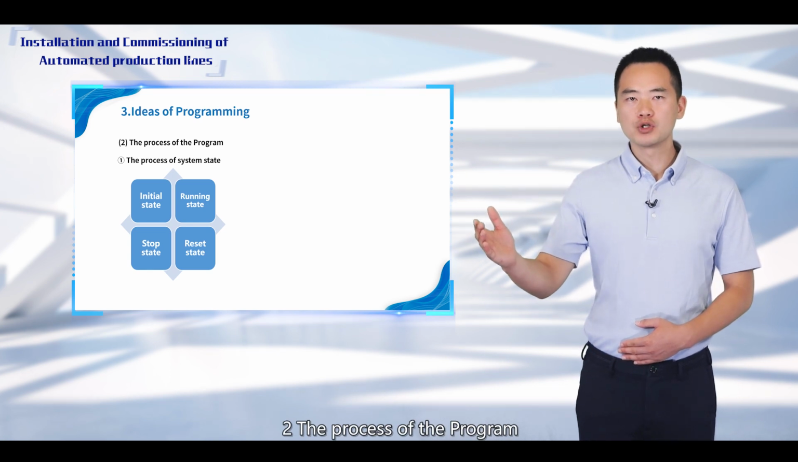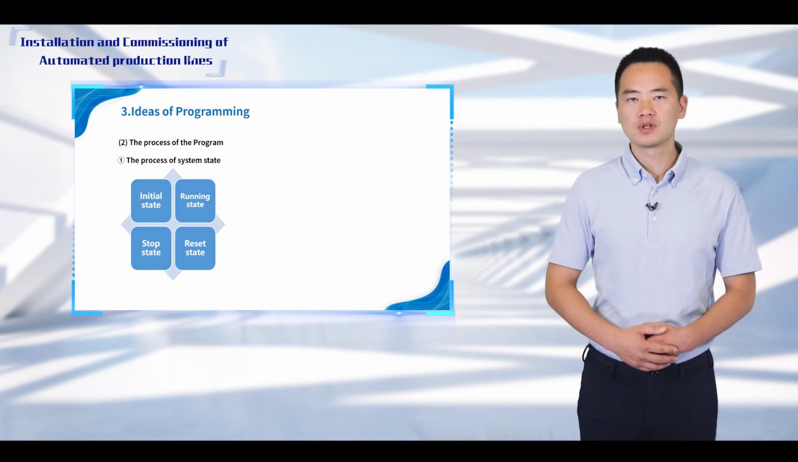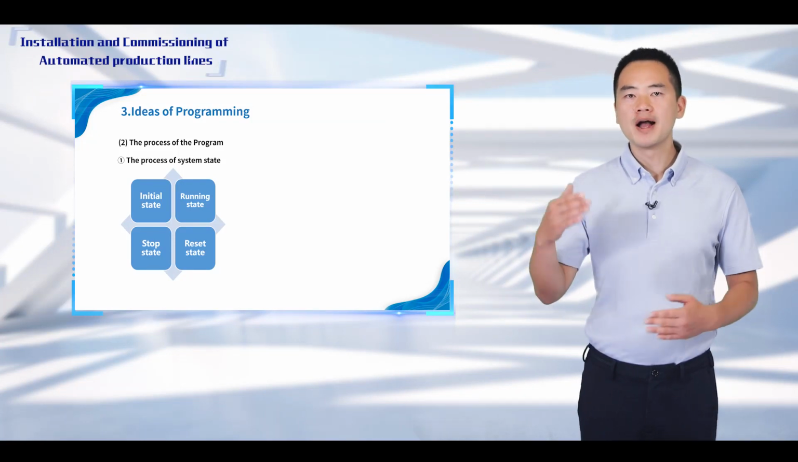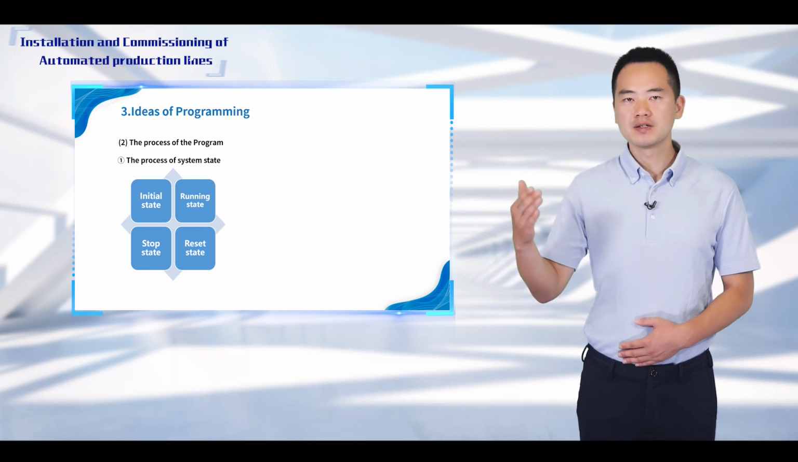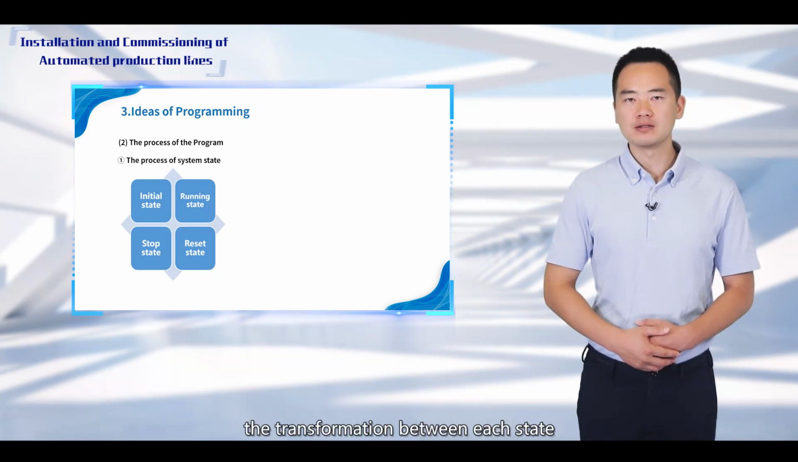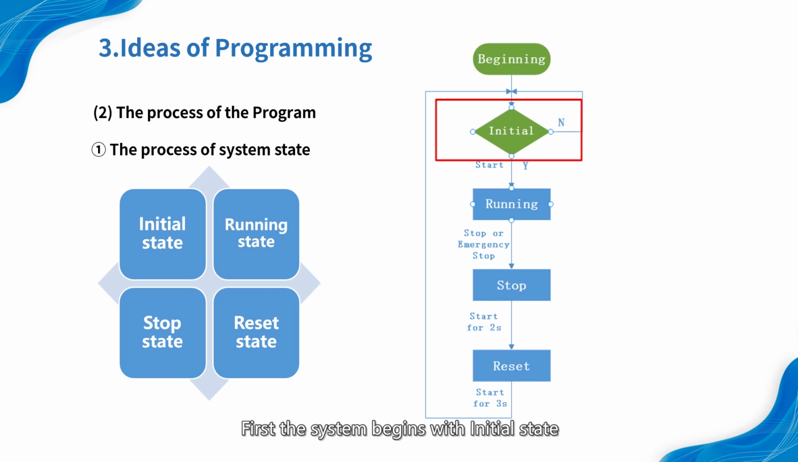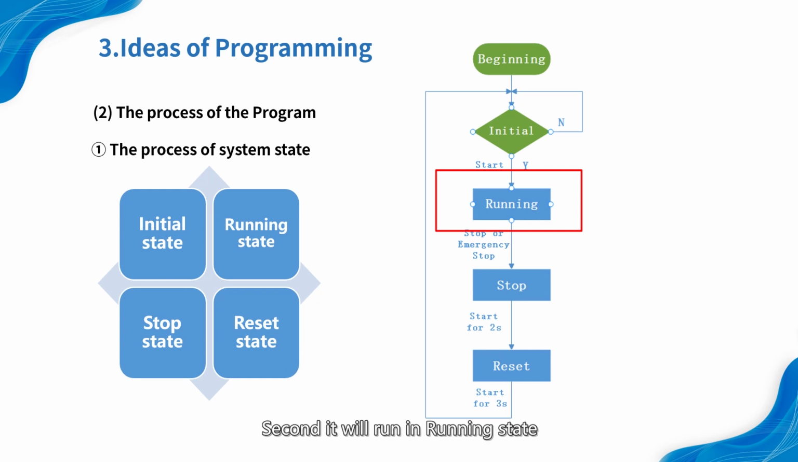The process of the program. The process of system state. The system state is composed of initial state, running state, stop state, and reset state. The transformation between each state is shown in the system state flow chart. First, the system begins with initial state. Second, it will run in running state when the start button is pressed if the initial state is correct. Unless you debug all failures, the system stays in initial state.